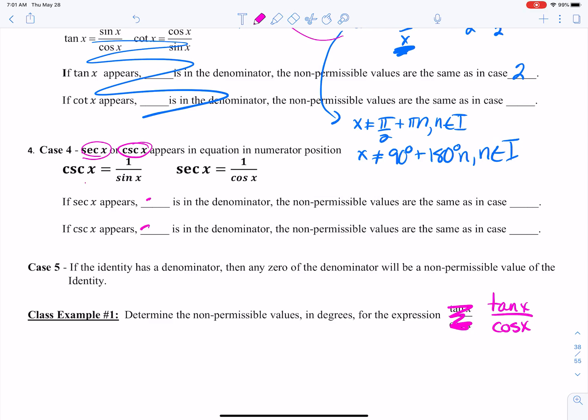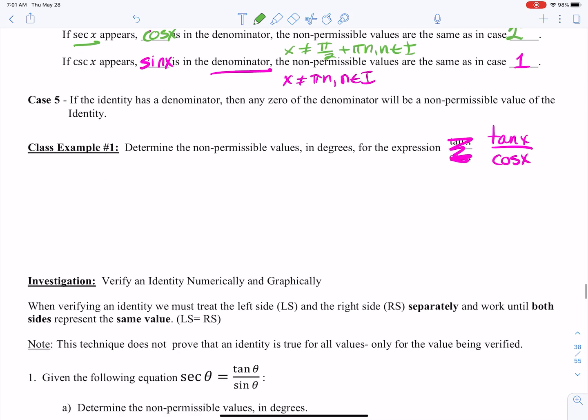Sorry, that was cosecant, so sine x is in the denominator, and it would have the same restrictions as case 1, which is x cannot equal pi n, and you could do that in degrees. And then if we have sec x, cos appears in the denominator, and it would be the same restrictions as case 2, which is x cannot equal pi over 2 plus pi n.